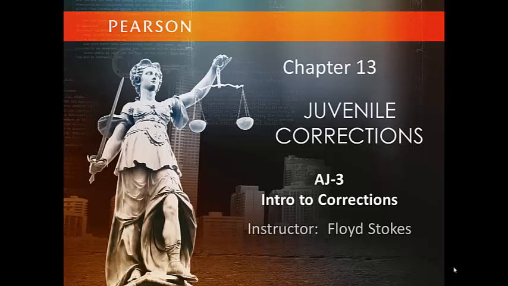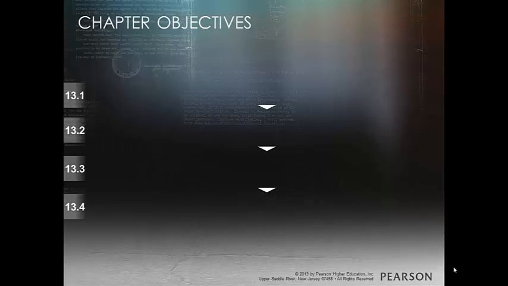These series of PowerPoint videos are meant to give you an overview of each chapter of the text, but you will still need to thoroughly read each chapter. Today I want to discuss Chapter 13 of our text, which is titled Juvenile Corrections. This chapter has 7 learning objectives.